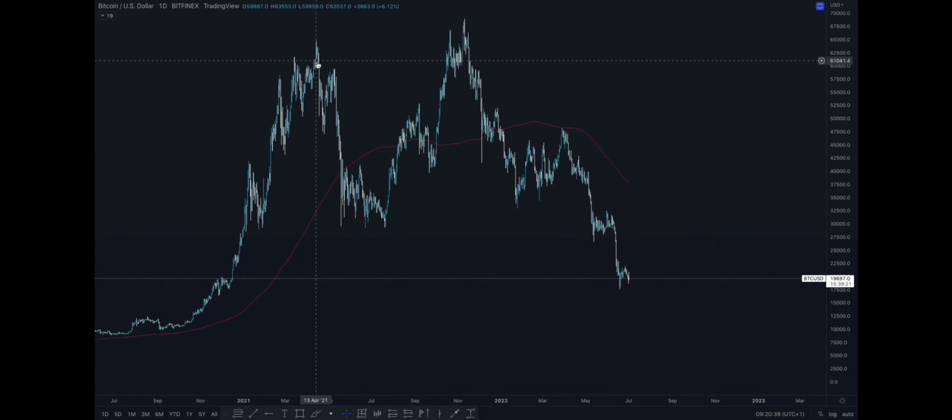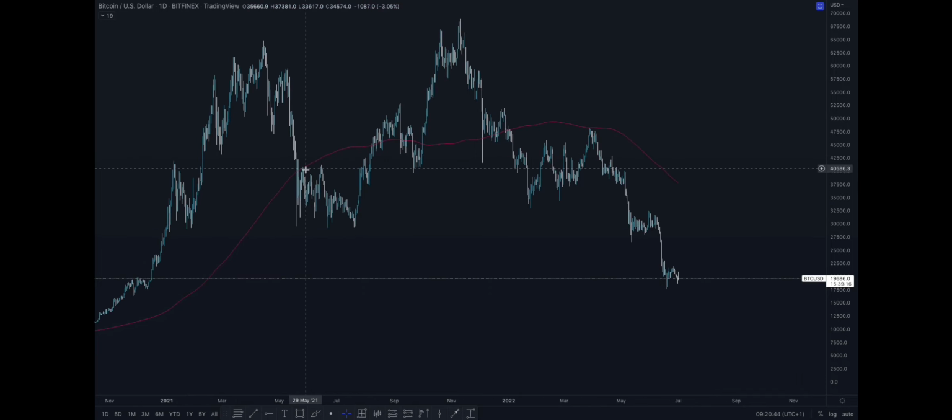We deviated significantly from it. We came back to it, but it didn't really respect it. I mean, it tore right down through it, then bounced to it. But then we traded below it for quite a while. We bounced up above it.